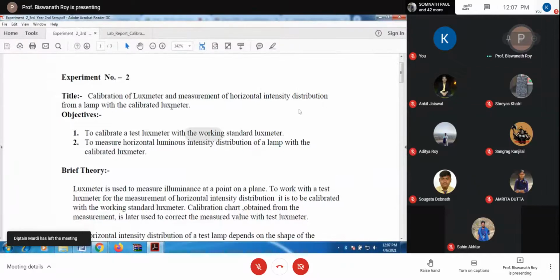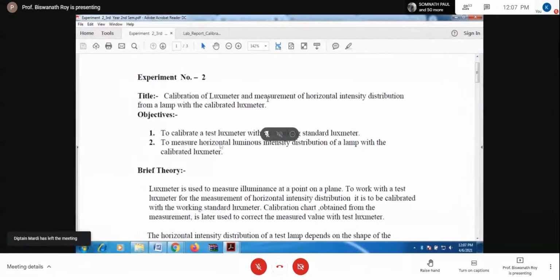Distribution from a lamp with the calibrated lux meter. So there are two activities in the laboratory. The first one is calibration of lux meter, and the second one is the measurement of some parameter, which is horizontal intensity distribution. So intensity distribution is the measurable quantity, and it is in the horizontal plane. So that's why it is horizontal intensity distribution of a lamp with the calibrated lux meter.